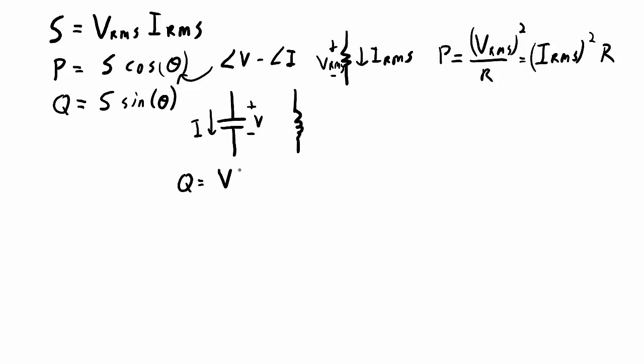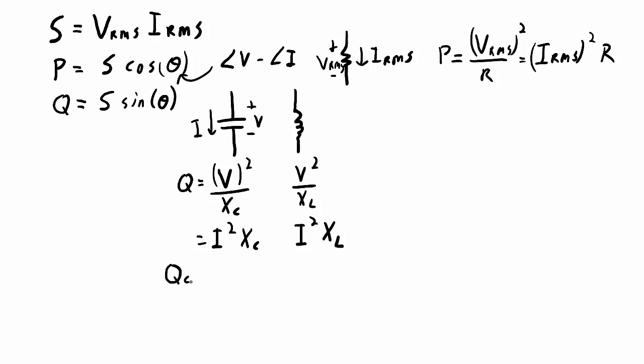I didn't designate RMS there, but that is RMS voltage squared over the reactance of that capacitor, or the voltage squared over the reactance of this inductor. And it's also equal to the current through that component, so the current through this capacitor squared times the reactance of that capacitor. And if it's an inductor, it would be the current through the inductor squared times the reactance of that inductor. By convention, but also because of the phase shifts, reactive power for a capacitor is negative, and reactive power for an inductor is positive.